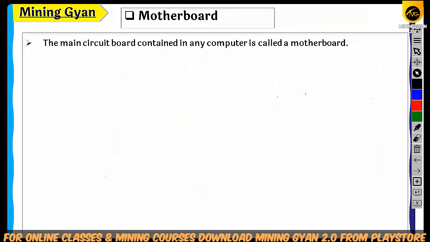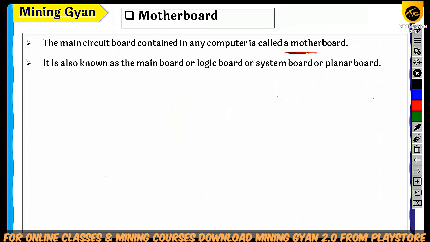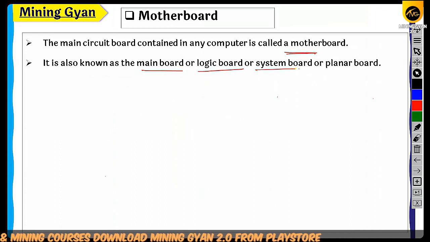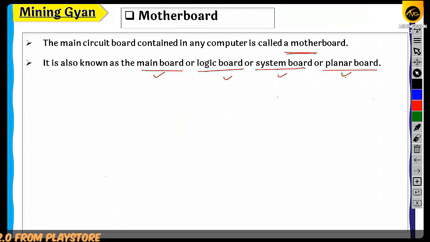Now the next important component is the motherboard. The main circuit board in any computer is called the motherboard. So basically the motherboard is a kind of circuit board, the basic board where all the registers are architected. So it is also known as the main board or logic board or system board or planar board. So these all are the questions: which is called the main board, which is called the logic board, which is called the system board, or which is called the planar board. These all are questions related to the motherboard.